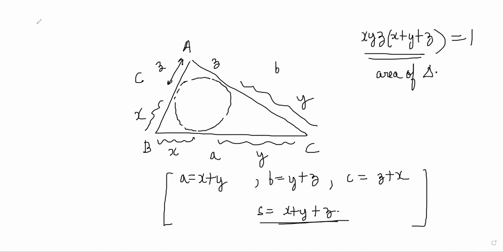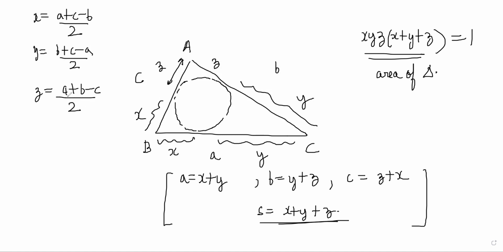The inverse substitution would be x written as (a plus c minus b) by 2 and so on, y written as (b plus c minus a) by 2, and z written as (a plus b minus c) by 2. Sometimes the inverse of this substitution is also useful. However, in this problem, we have shown you a method where the direct substitution is helping us solve the problem, right? Let's move on to the next one.